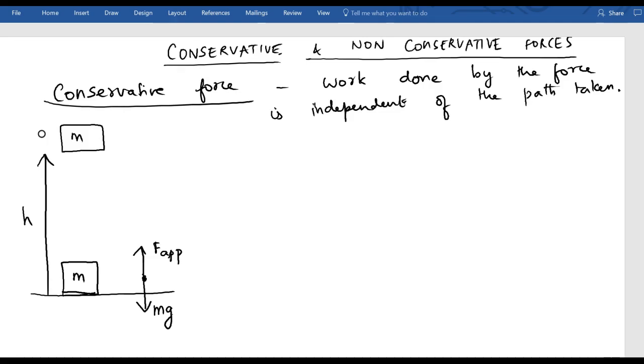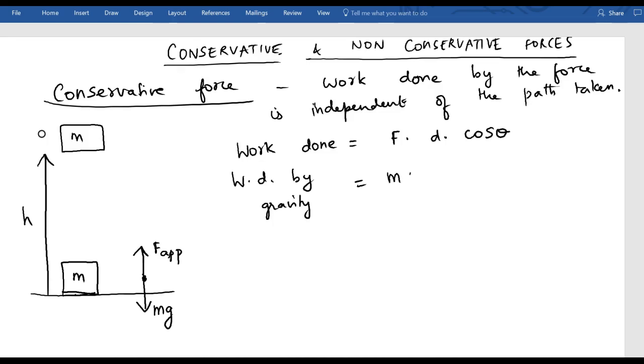So we want to calculate the work done by gravity as it is moved from this position to this position. We know that work done by any force is equal to force times displacement times cosine theta. So the work done by gravity will be the force of gravity, which is mg, times the displacement, which is the height, times cosine of the angle between the two vectors.